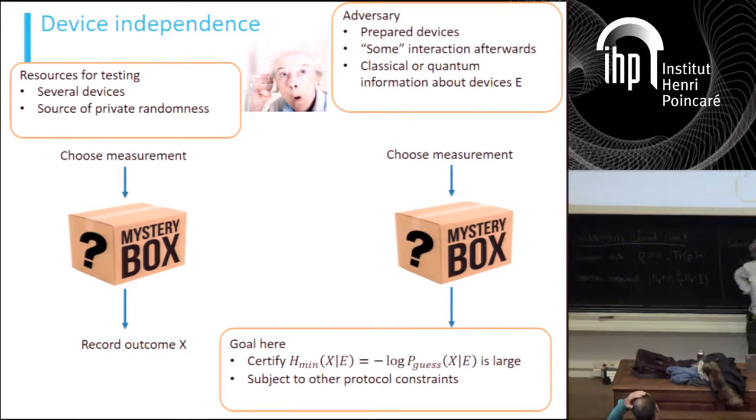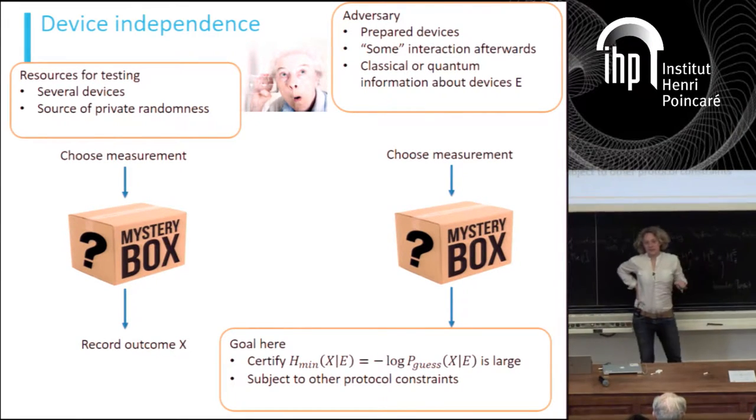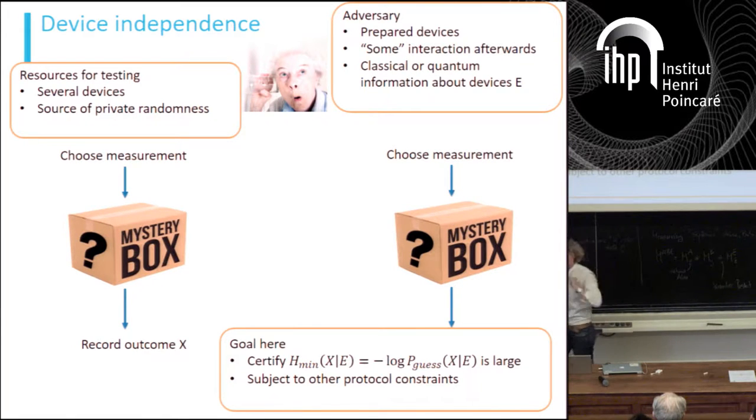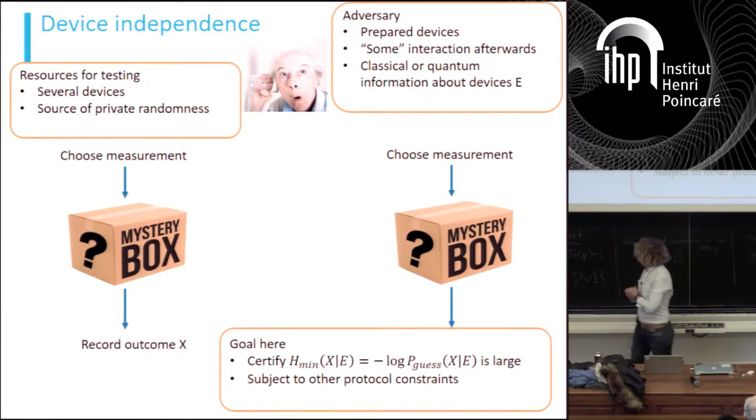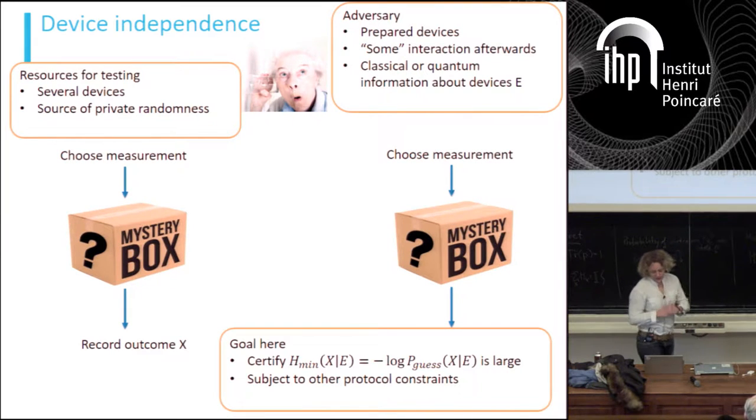So I'm not going to define this here, because most of you don't know quantum, but this guessing probability is nothing else than the probability, averaged over the choice of X, that the eavesdropper guesses X by making a measurement on his or her quantum system. The quantum system can be possibly arbitrarily large, and there are no restrictions to the computational power or the time that this measurement might take. And typically, there will be some constraints imposed by the protocol on top of that.